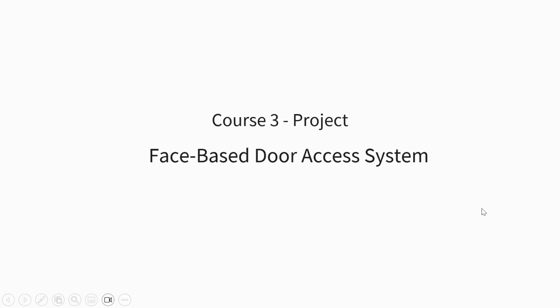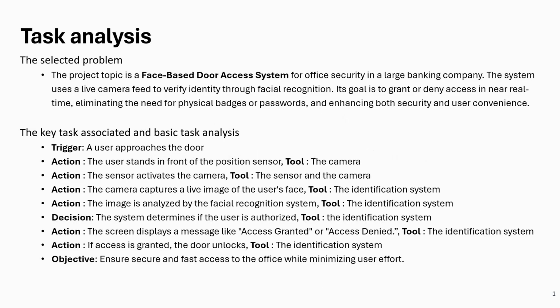Hello. So in this video, I will present my work for the peer graded assignment of course 3, human factors in AI. The project is about a face-based door access system for office security in a large banking company. The system uses a live camera feed to verify the identity through facial recognition and grant or deny access in near real time to enhance both security and user convenience.